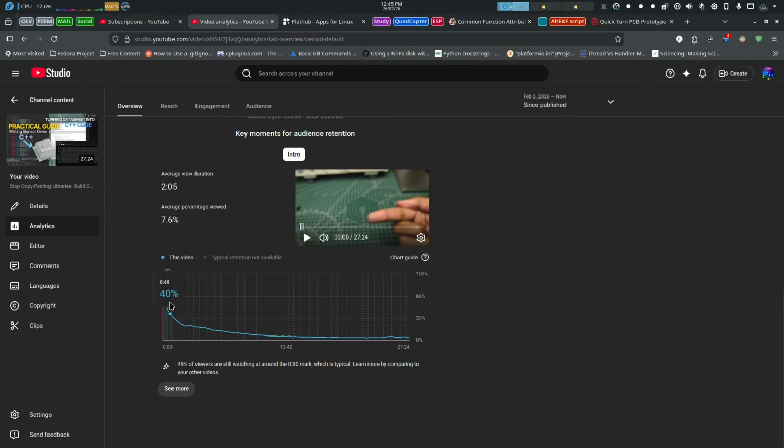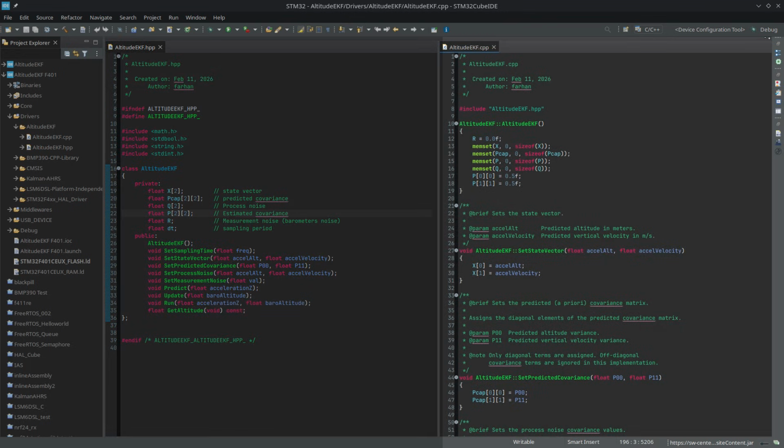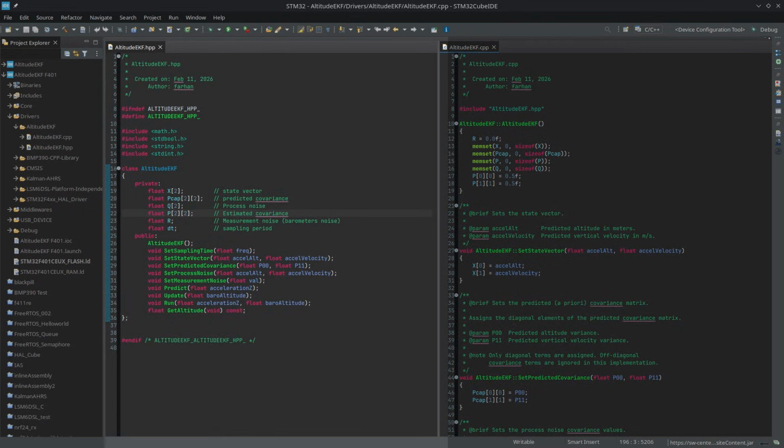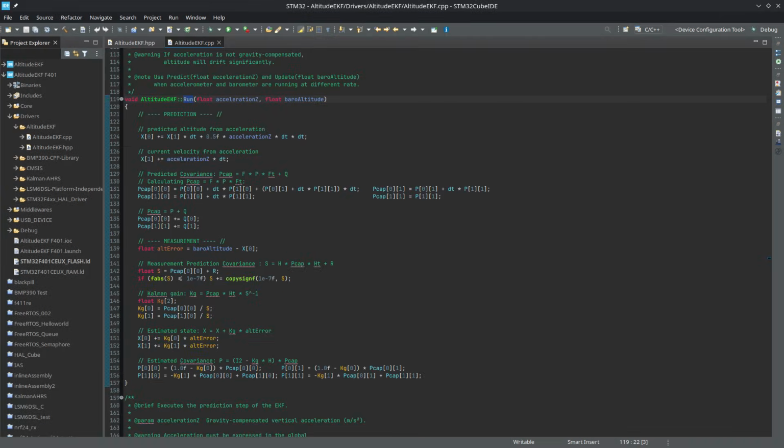However, given how poorly my previous video performed, I'll just show you the finished code. The code is sectioned into two files, altitude ekf.hpp and cpp. The former contains the altitude ekf class and the latter contains the definitions for the member functions. The class contains the state vector, predicted and estimated covariances, as well as the process and measurement noise, along with the functions to configure the same, but the meat of the code lies in the run function.